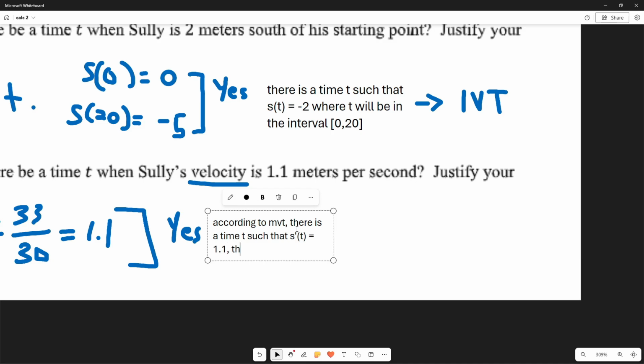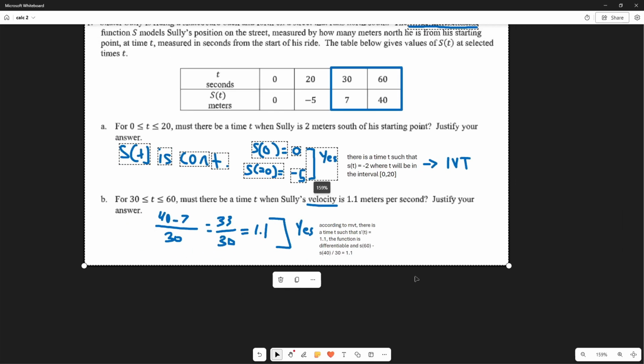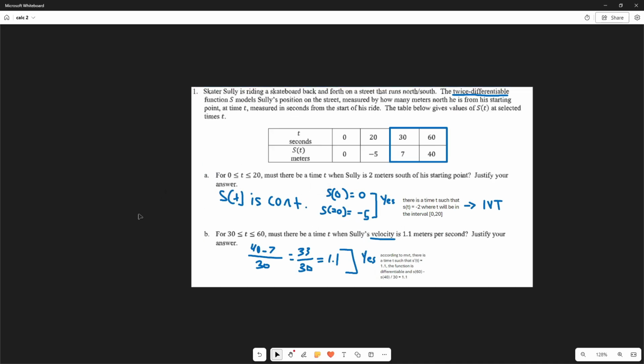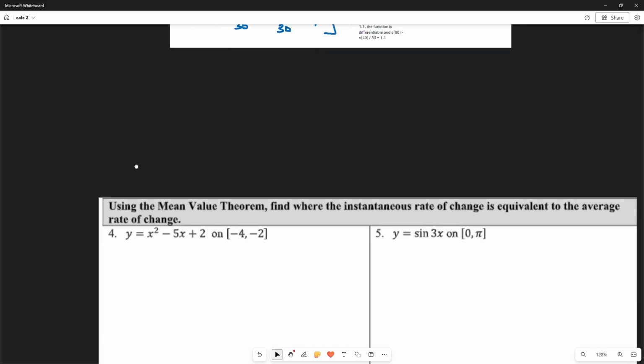And then you can say that the function is differentiable and s of 60 minus s of 40 divided by 30 equals 1.1. So those are the differences between these two parts. And then we're going to go on to our next questions.